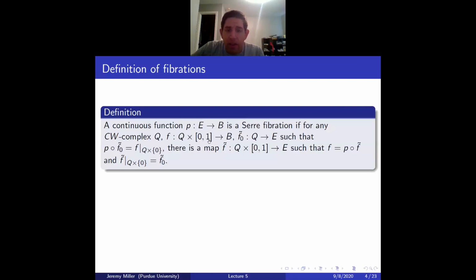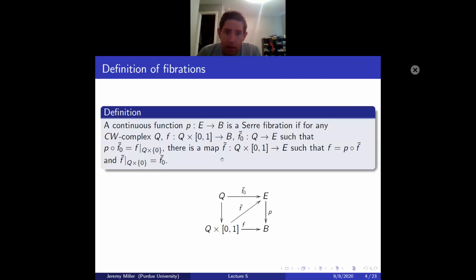you should think of this as a family of paths parameterized by Q. So you have a parameterized family of paths in the base space, and a lift of all the initial points to the total space. Then you can lift all the paths. That's the definition of a fibration.